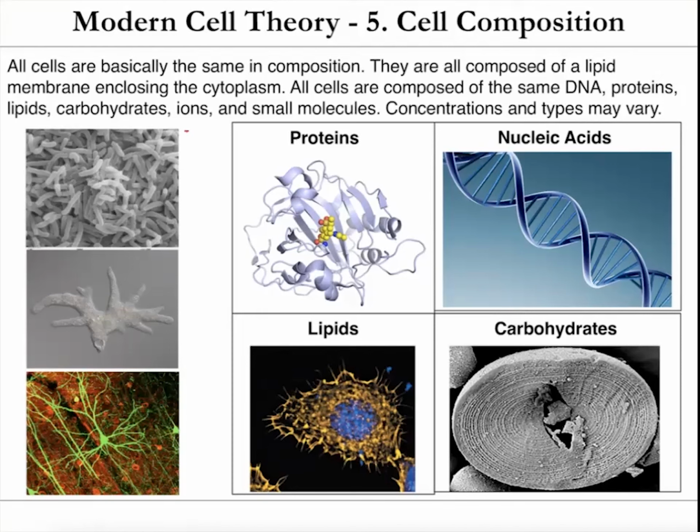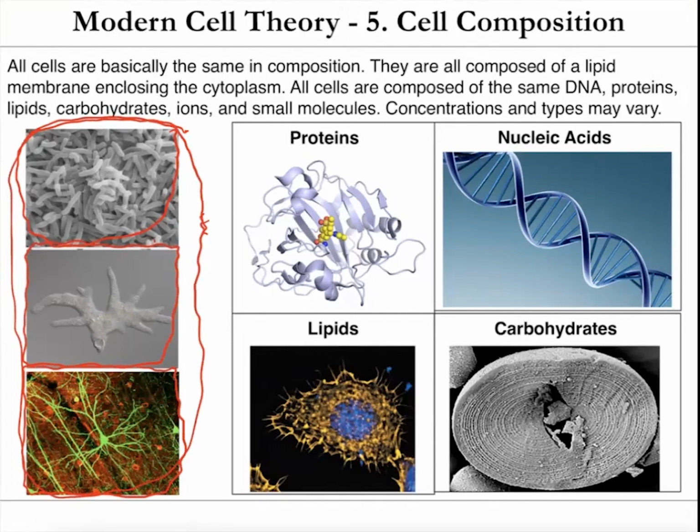So a prokaryotic bacteria, shown right here, a eukaryotic single-celled organism like an amoeba right here, and then a complex neuron, your eukaryotic neuron right here. All of these different types of cells are made up of, for the most part, the same proteins, nucleic acids, carbohydrates, and lipids. So the concentrations and the types of these different molecules may vary, but all these cells have, for instance, a lipid membrane.